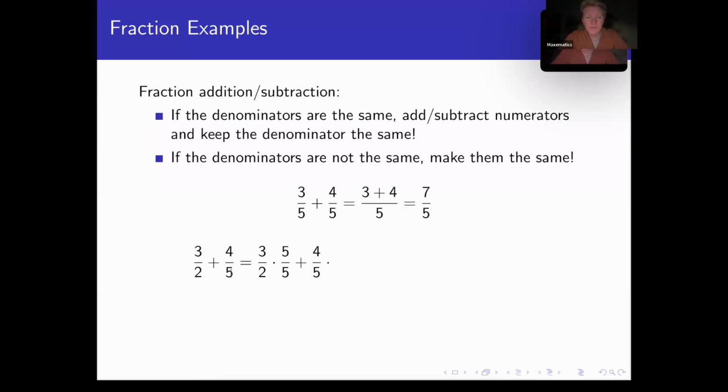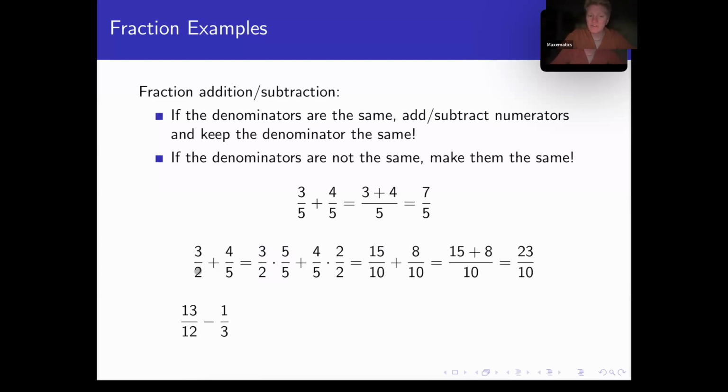Likewise, for 4/5, how do we get from 5 to 10? Let's multiply by 2 over 2. So now we just have a pair of fraction multiplications, and multiplication says multiply the numerators, multiply the denominators, and now with the same denominator, we can add them, and we get 23 over 10. Nice. Subtraction is just the same.